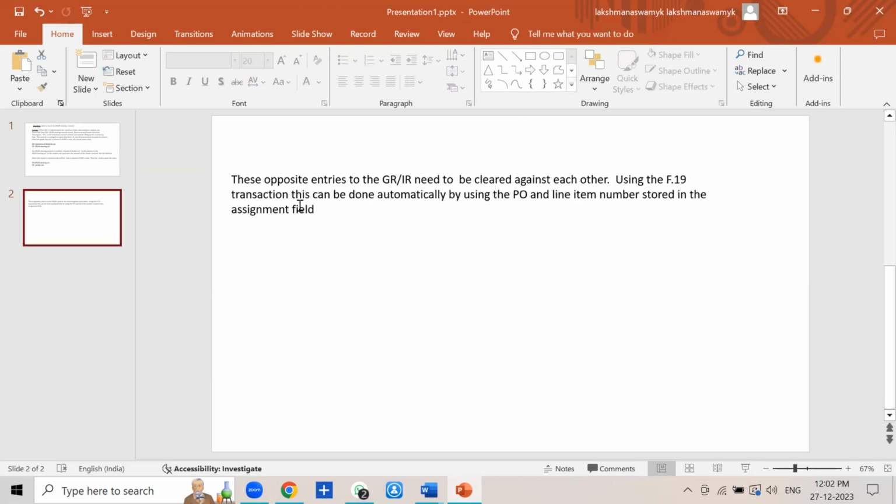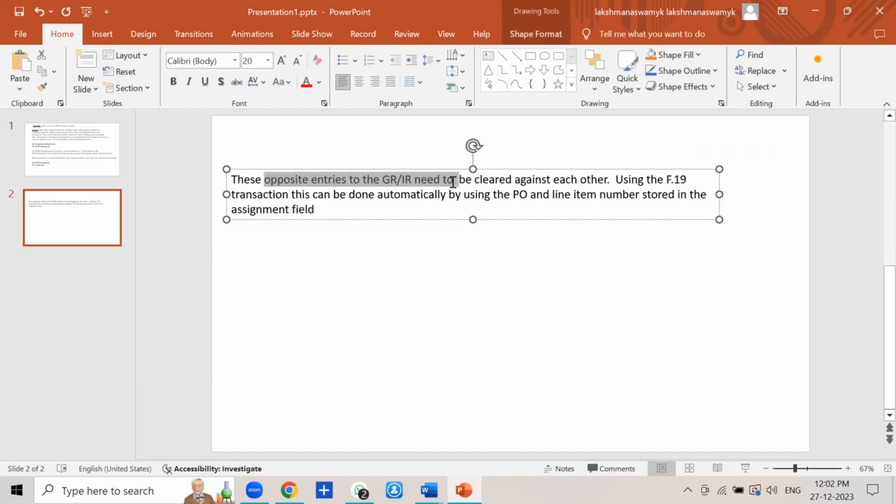So in this case, the opposite entries in the GRIR account need to be cleared against each other. This clearing will be done using the F.19 transaction code. And this can be done automatically by using the PO and line item number stored in the assignment field. So this assignment field will be there in the GRIR clearing account master record. This assignment field is represented with the name sort key in the GRIR clearing account, right? In the sort key, the purchase order number will be there. So using the purchase order number, we can do the clearing of the GRIR account balance.